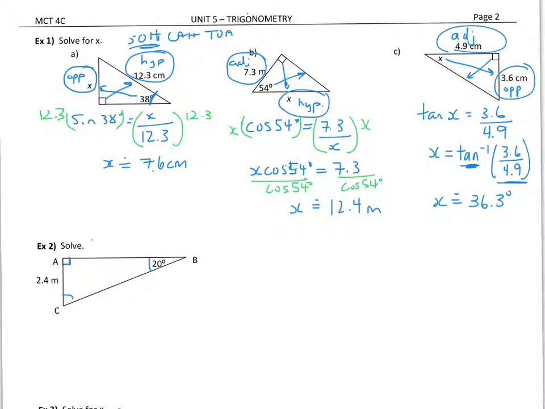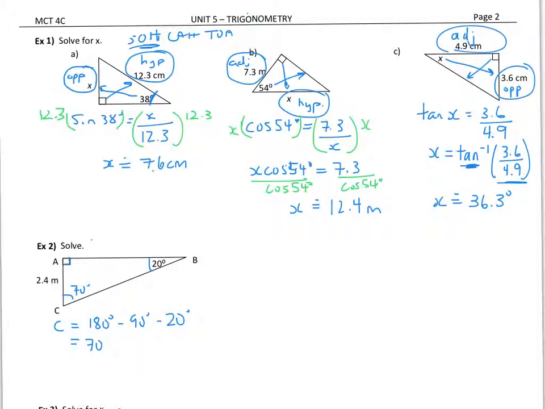We can get angle C quite easily using the fact that the angles in a triangle add up to 180 degrees. So we can do 180 minus the 90, which is 90, and then take 20 off of that, which would be 70. So angle C is 70 degrees.